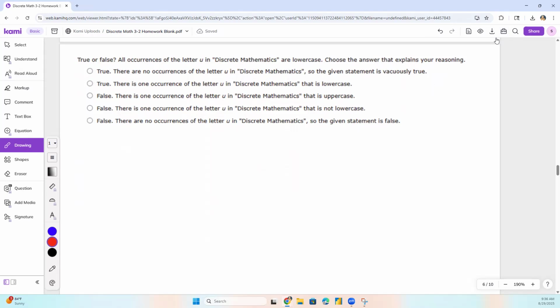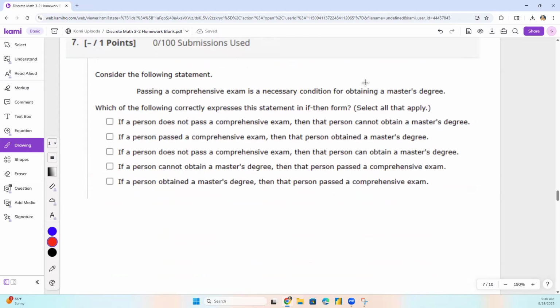This one in the book, you can read in detail, is about being vacuously true. So we're going to choose that this is true: there are no occurrences of the letter U in discrete mathematics. So this one is called vacuously true, and we can read about this term in detail in the book.